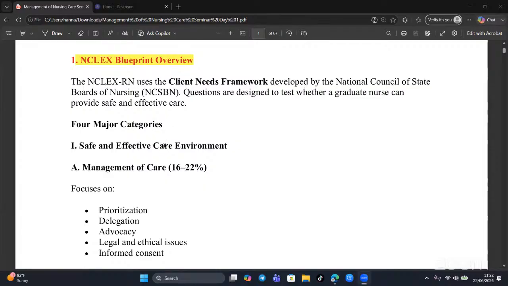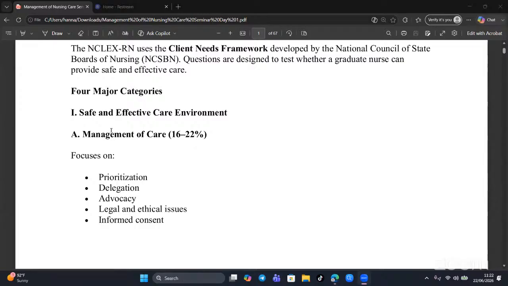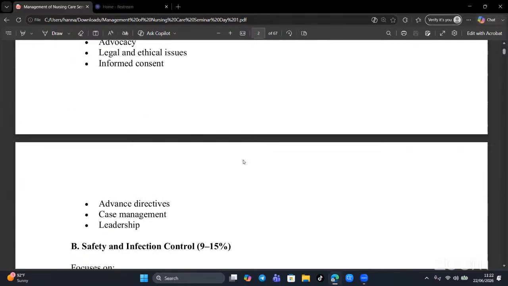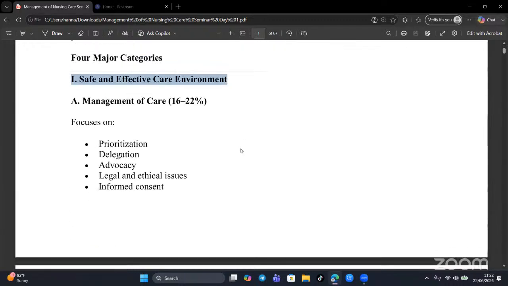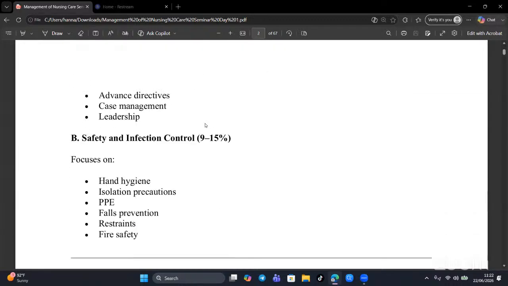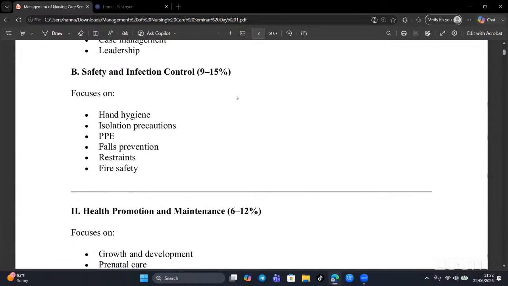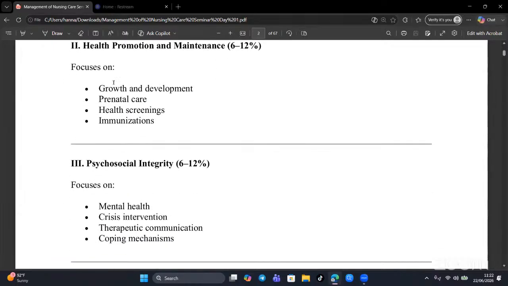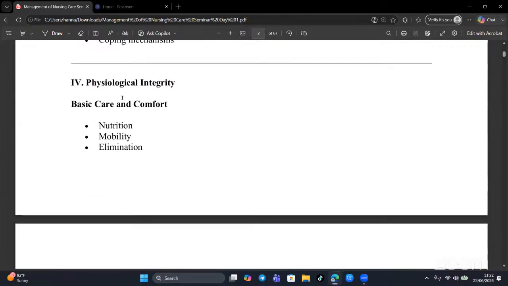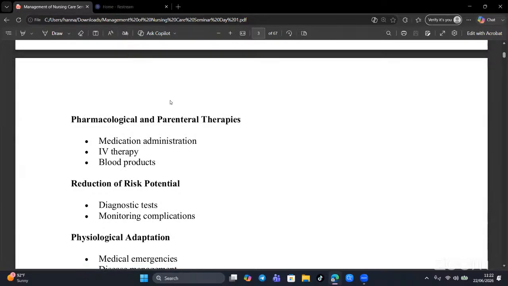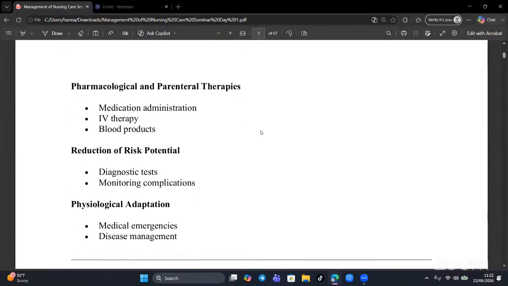But for those who are going to write NCLEX, this is the whole concept. NCLEX deals with four major categories, the client needs framework. We are looking at the safety and effective care environment. This is a big need for every patient you meet. We have subtopics under them: management of care, safety and infection control, health promotion and maintenance. You see the questions that will be coming out of it. We have psychosocial integrity and physiological integrity of patients. We're looking at the pharmacology aspect.